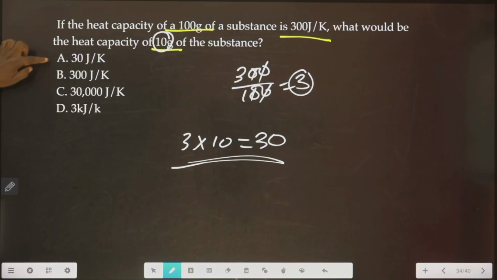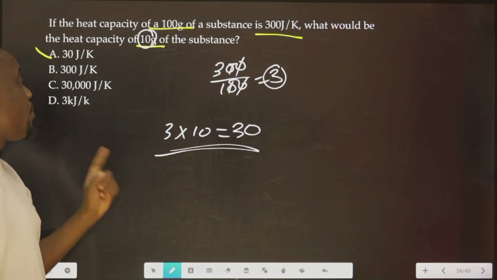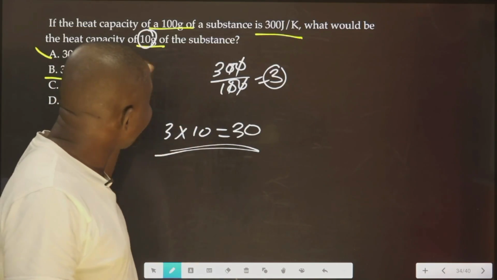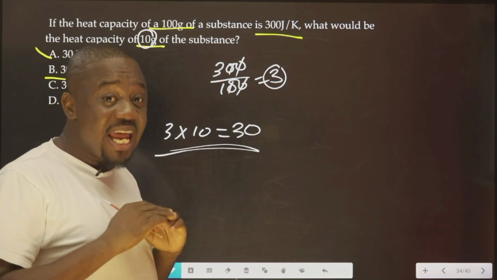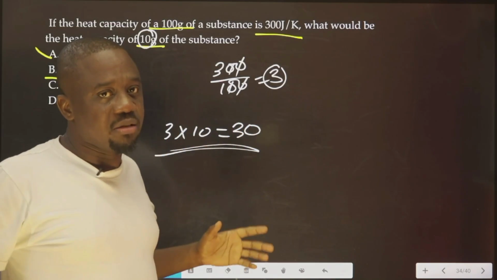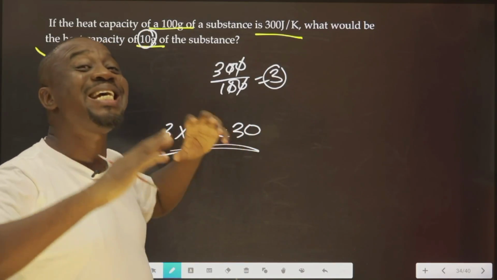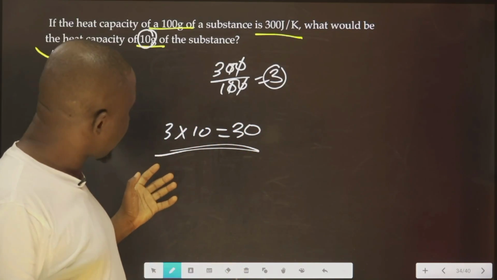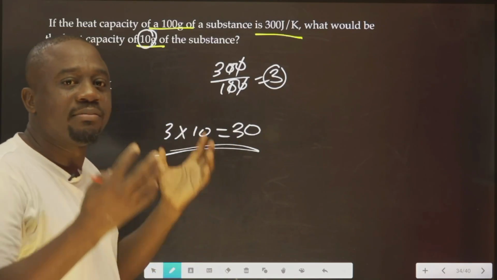So, A is the answer. This is very tricky because some people will mark 300. This is not asking us for specific heat capacity. Specific heat capacity of any substance, irrespective of the quantity, doesn't matter. It's the same throughout. But this one is talking about the heat capacity, the amount it will hold, the quantity of heat it will carry.